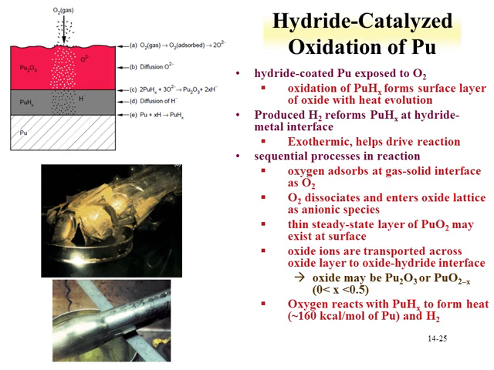And here's more detail about the oxidation of plutonium hydride as we just discussed. So imagine that we have a hydride coated plutonium oxide that gets exposed to oxygen. The oxide reacts with the hydride, forms this plutonium 3 oxide, with the evolution of heat. This forms at the surface. This produced hydrogen then migrates to the plutonium metal layer, where it then forms plutonium hydride. This is an exothermic reaction and helps drive this formation. That's why the kinetics are so rapid. It's almost an autocatalytic type of reaction.